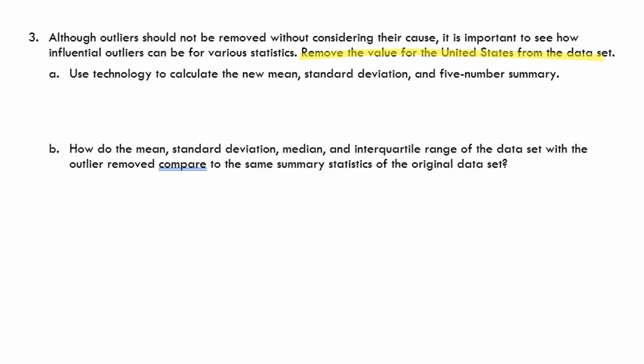data set. So I'd like for you to go back to the Statplet, and you can once again either do it individually, with an elbow partner, or up at the front. I'd like for you to remove that 9.8 outlier, and then find a new mean, a new standard deviation, and a new 5-number summary. And we're going to look at how removing that outlier affected those numbers.